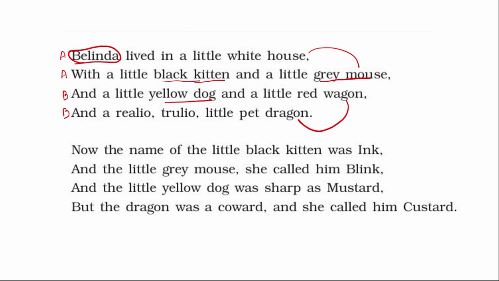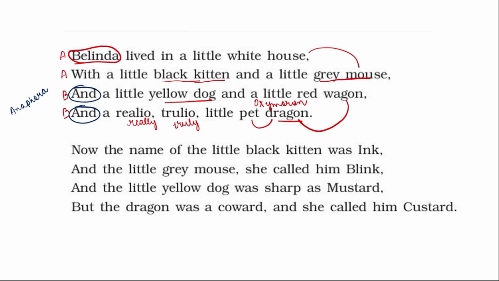And a realio trulio little pet dragon. So here the poet means really and truly a little pet dragon. So here the poet has used oxymoron. Oxymoron means dragon is considered a very dangerous creature which we cannot keep as a pet animal. But here she talks about a pet dragon. Therefore, two opposite terms are used. That is why it is an oxymoron here.